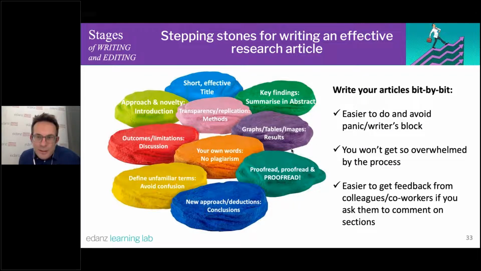You can have a look at the tips that we put together in this slideshow whenever you want. But you need these things to have an effective research article: a short, effective title, key findings, introduction in the approach and novelty, transparency in the methods, good figures, clear outcomes and limitations in your discussion.